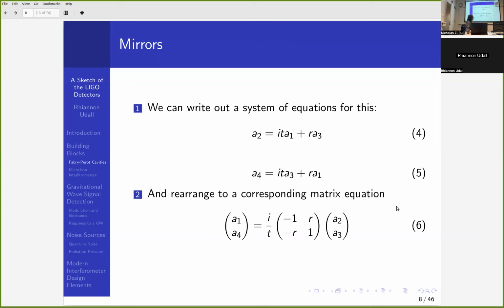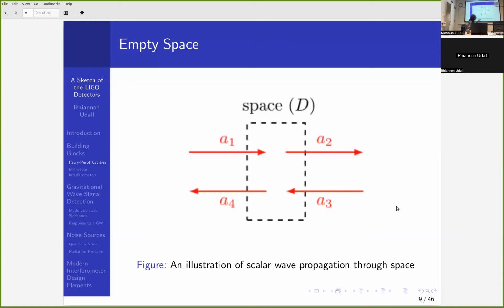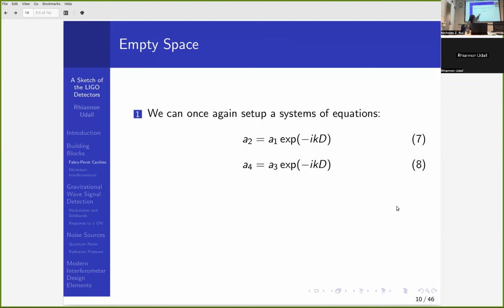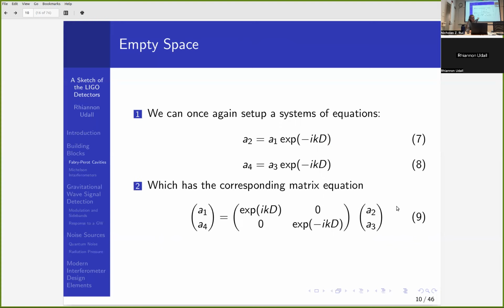You can write a matrix equation. That will be useful later. Moving on. You can also do the same thing with space. Light propagates through space. It gains a phase. You can write down a matrix equation.